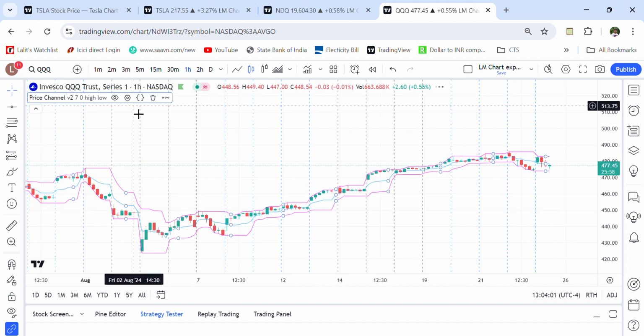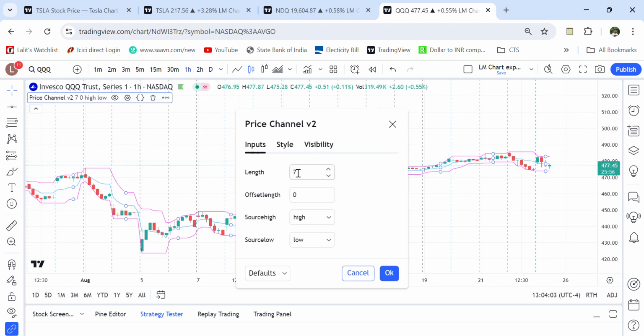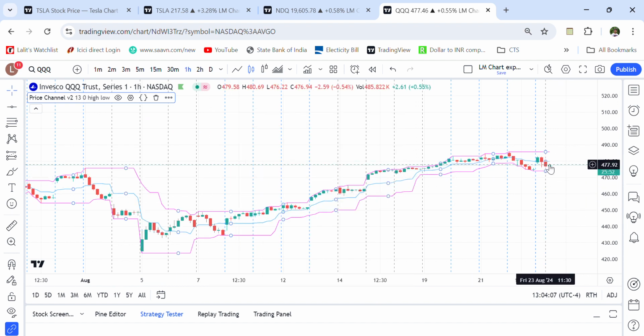So if you go for 1 hour, you have to go for 13. Okay, so now it is showing you the time frame of 2 days in the price channel for QQQ. In 2 days, my support zone is near 474 and my resistance zone is at 486 on QQQ.